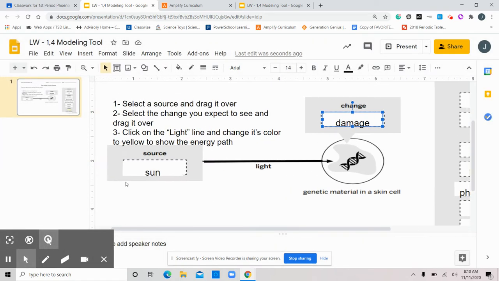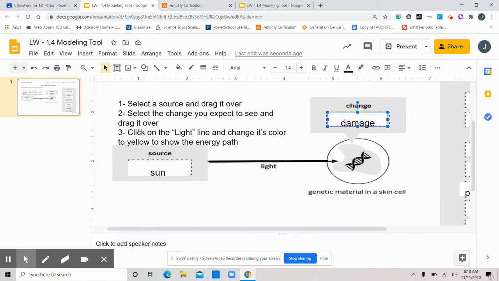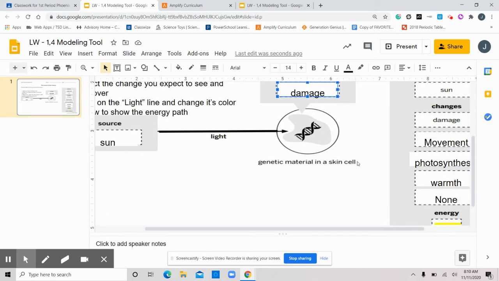So we have one more task here, friends, and that is click on the light line and change its color to yellow to show the energy path. So just like down here, we've got this little yellow.